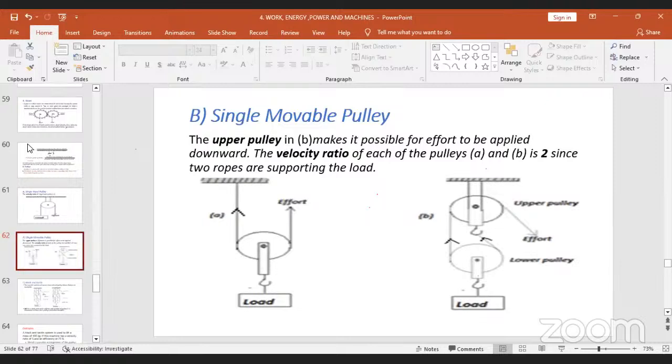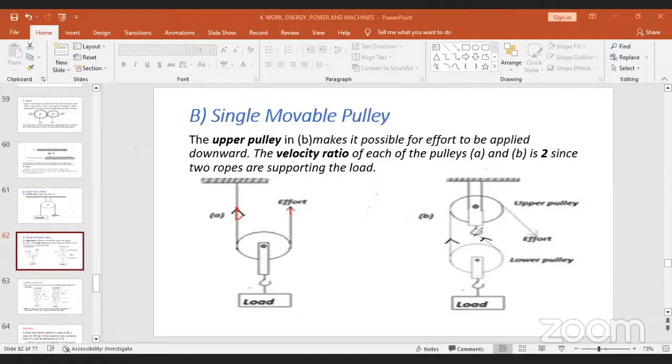When you're counting the number of strings, let me just show you again. If you look at this one here, this string is under tension. This one is under tension. And the effort string is acting upwards, therefore it is under tension. And therefore that means the velocity ratio there is 2.